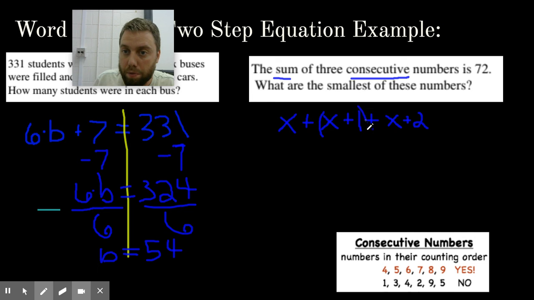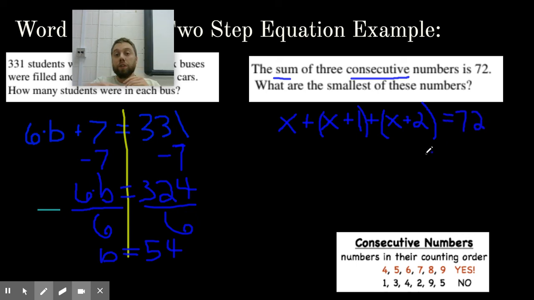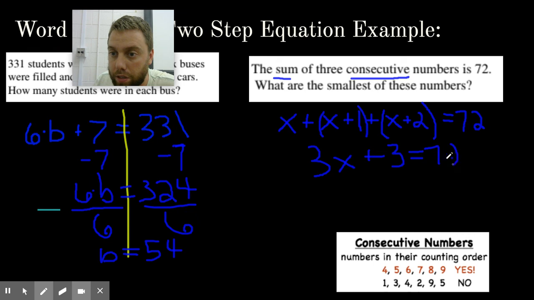I'm going to put some parentheses here, not because you need them, but maybe because it makes it a little clearer. So the first number, let's say it was 10, the sum of 3 consecutive numbers, so 10, 11, 12: 10 plus 1 is 11, 10 plus 2 is 12, and the sum of these 3 numbers is going to be 72, okay? But now, much like our first lesson, we're going to do a little bit of combining like terms. So we have 3 x's, gives us 3x, and we have 1 plus 2 is 3, is equal to 72.